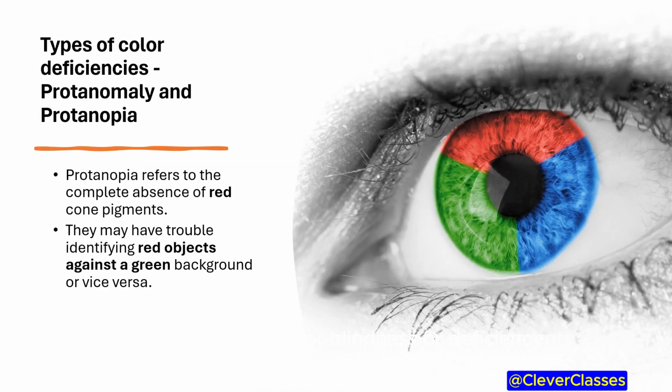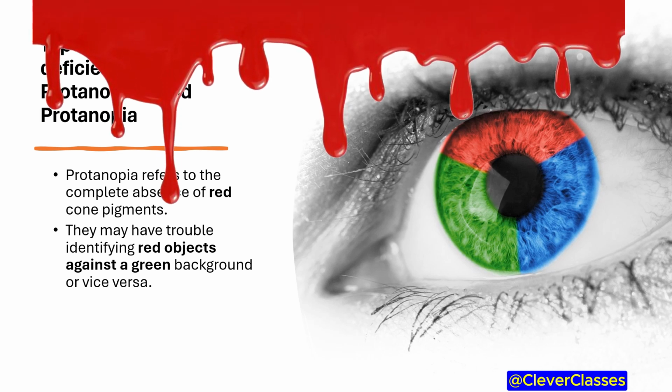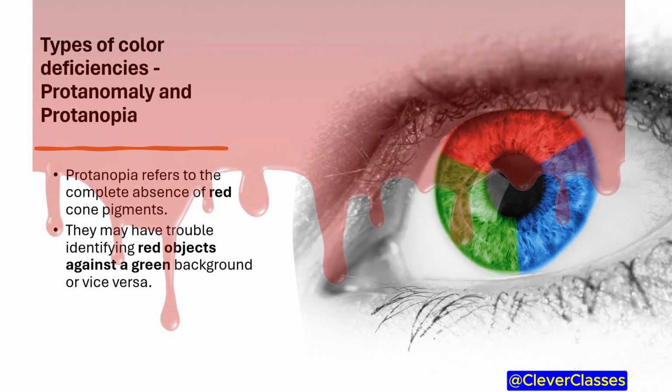Protanopia refers to the complete absence of red cone pigments. People with this may have trouble identifying red objects against a green background, or vice versa.